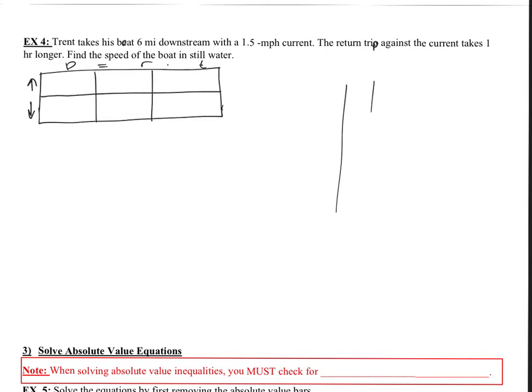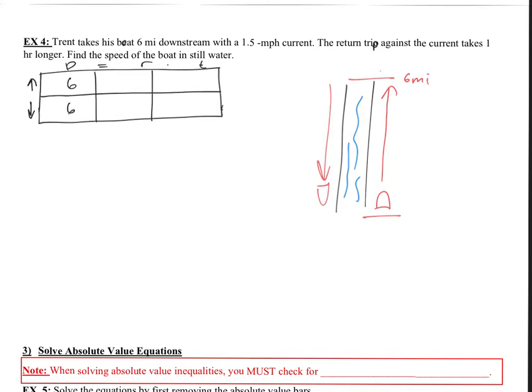Well, let's see, if this is the river, right? I'll choose blue, why not? Got the blue current going. And he has his little boat, and at one point he heads upstream in his little boat, and then he gets to a point, so he heads up 6 miles. This is where he started. And then he comes back in his boat. So in total, the distance traveled both times is 6 miles.